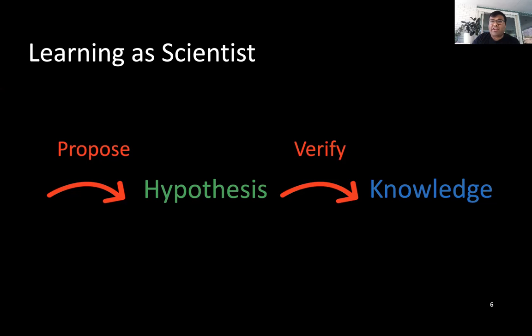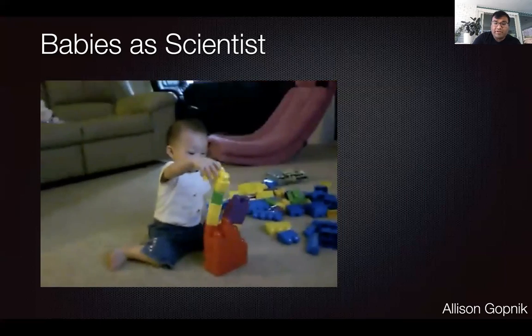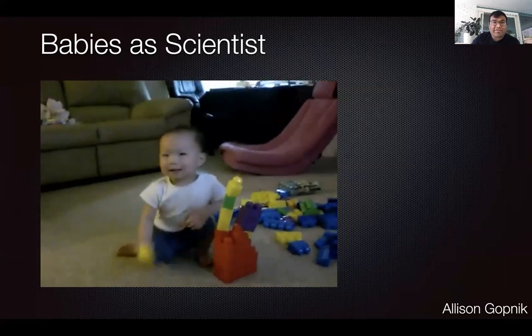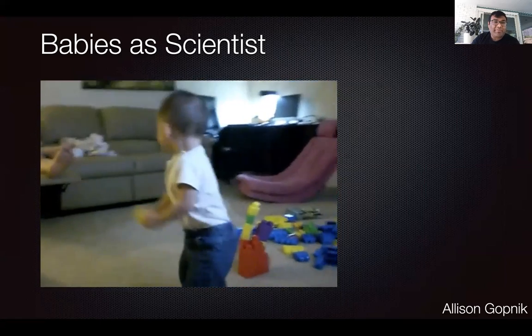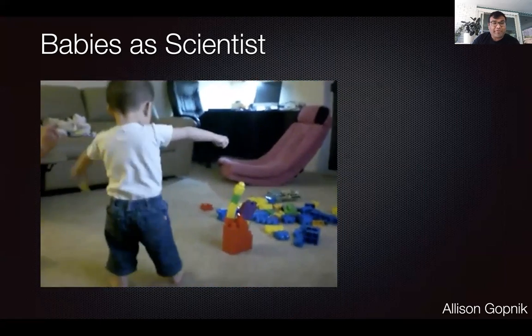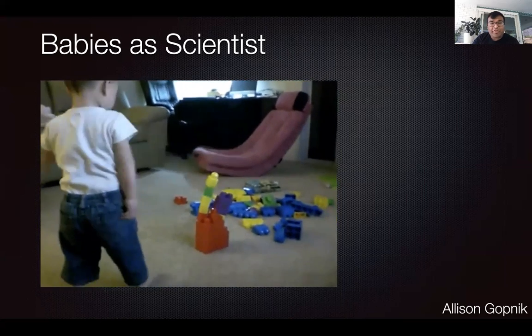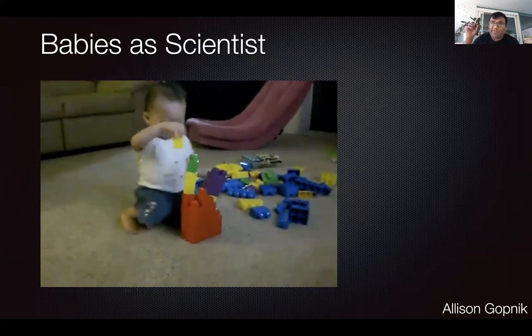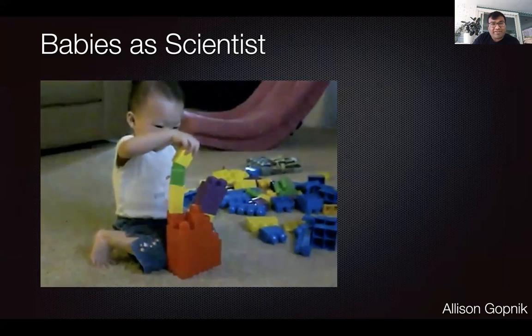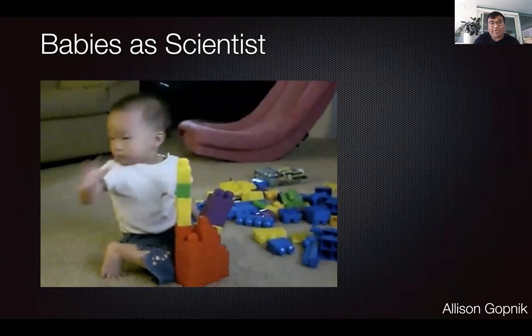Now forget about natural sciences. Some psychologists have even claimed that even babies use this whole hypothesis proposal and verification scheme to learn about the world. For example, Alison Gopnik at Berkeley has argued that babies are little scientists who propose hypotheses about the world, and then they try to verify these hypotheses by performing experiments, for example, throwing blocks in the air and so on. And this is how they learn about the world themselves.